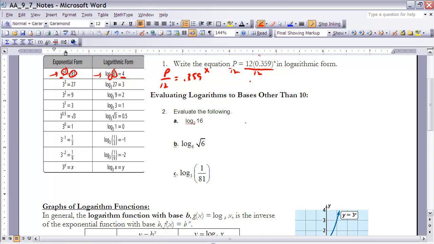So now think about it. This right here is your base. This is what we're going to take the log of, in other words, that's a. And this is what the log would be equal to. So I'm going to write it over here: the log with a base of 0.359 of the number p over 12 is equal to x.